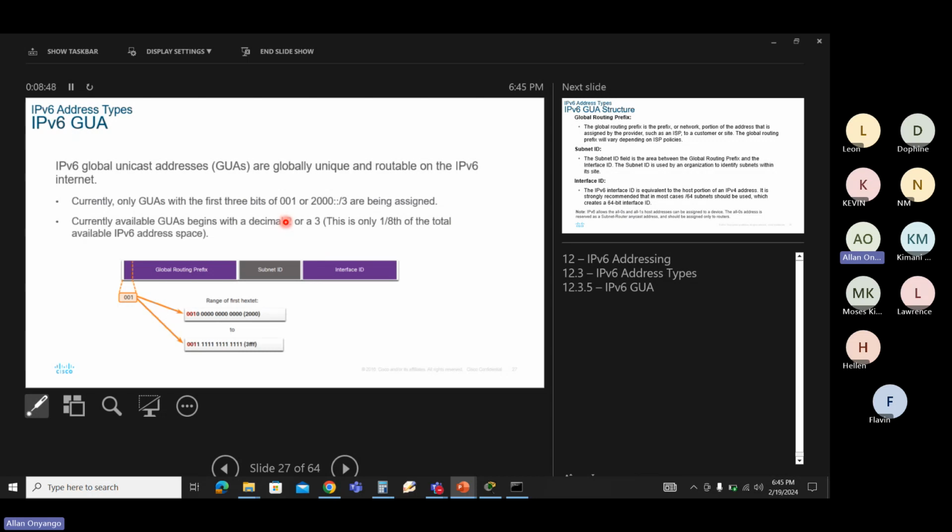I want you to check something here. 001, write it in full. If you write it in full, the full hextet, you know, I told you how to shorten IPv6. Now I'm asking, can you lengthen this one to a full hextet? It will have how many zeros? One hextet has how many hexadecimal numbers?